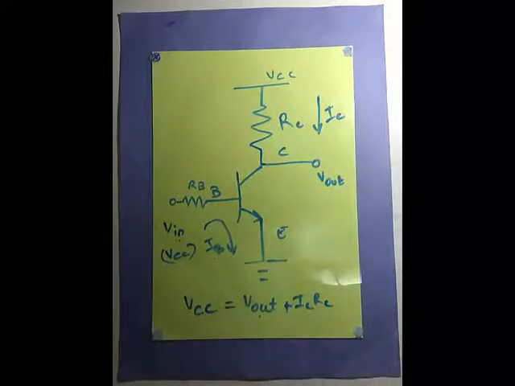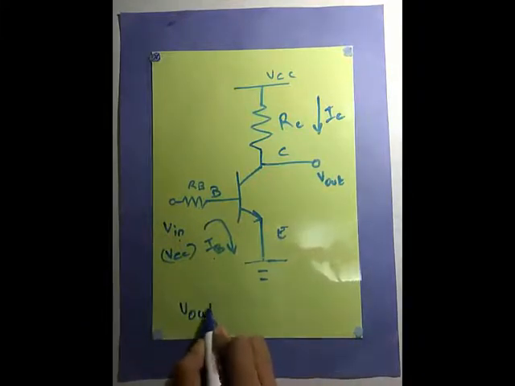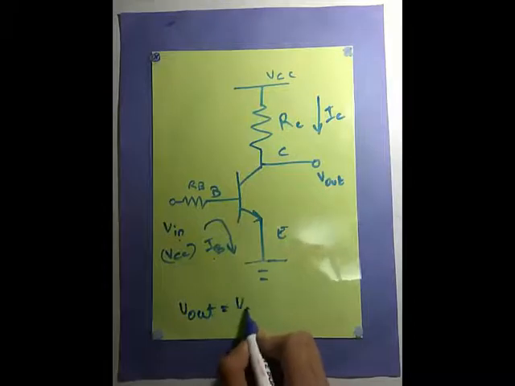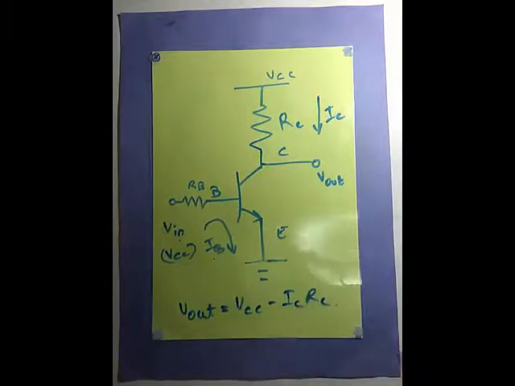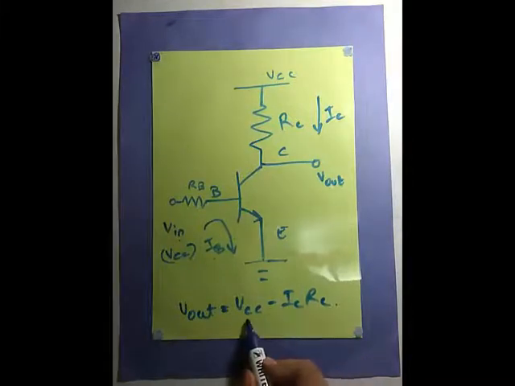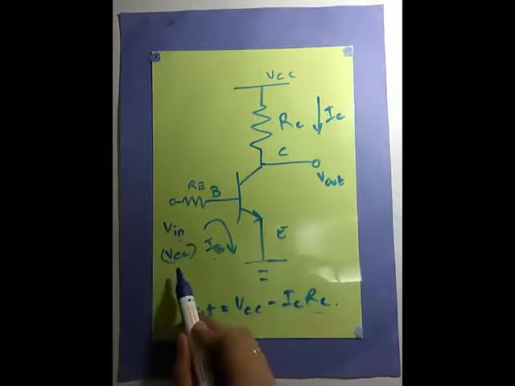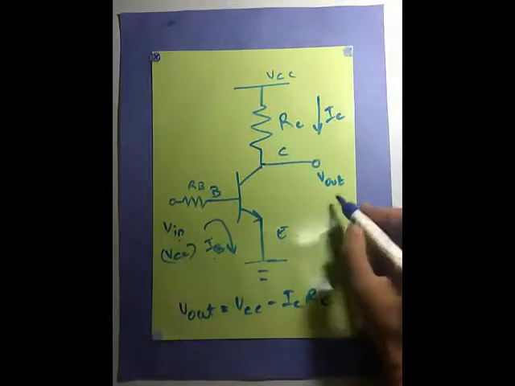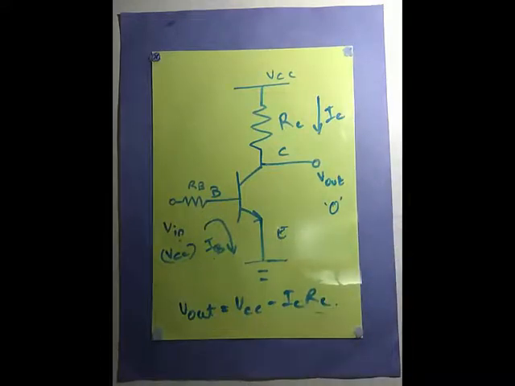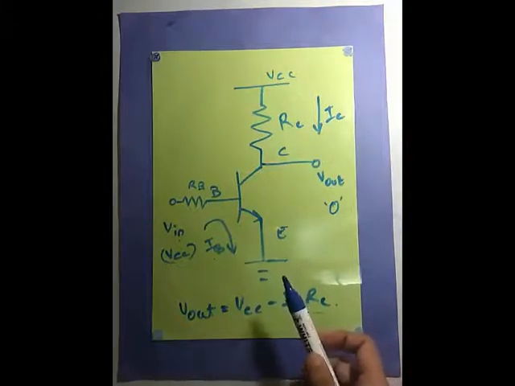Taking ICRC on other side, the equation turns out to be Vout is equal to VCC minus ICRC. Now if this ICRC is very close to VCC, then this difference is going to be very close to 0, which is what we expect. When our input logic is very high, our output logic will approach logic low. And in this way, our transistor acts as a switch and also an inverter.